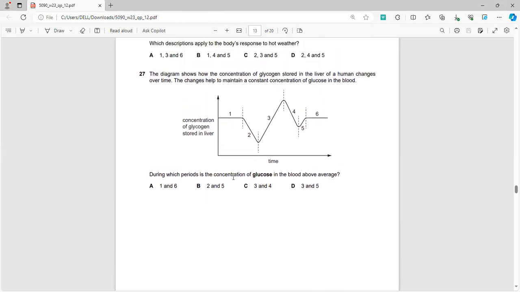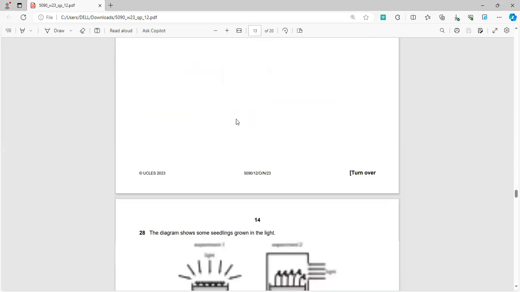Now, during which periods is the concentration of glucose above average? You can see in number 3 and in number 4. These are the only areas of the graph where the glucose is above that of normal. This flat line represents the normal.